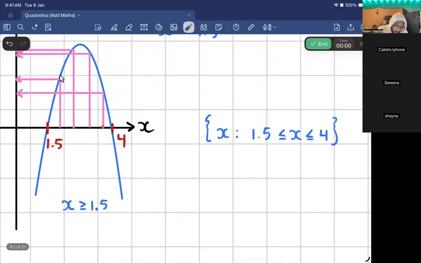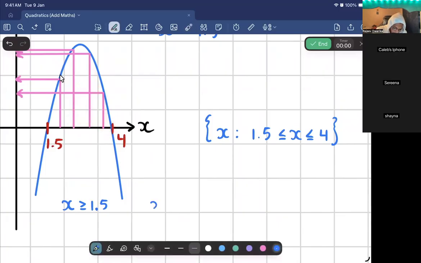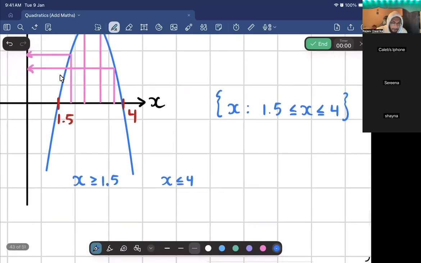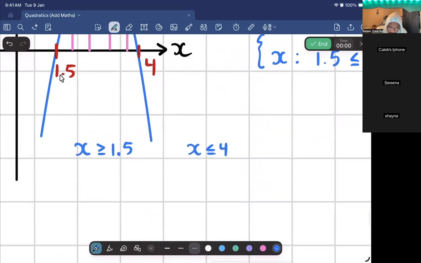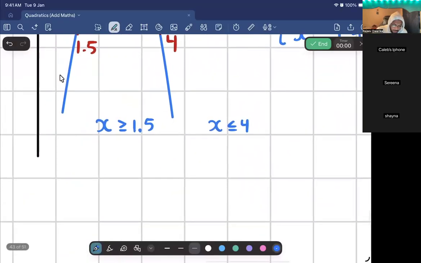And if I'm shading over here, with reference to the 4, am I shading something that's less than 4 or more than 4? Less than 4. So I could write x is less than or equal to 4, right? Yes, sir.